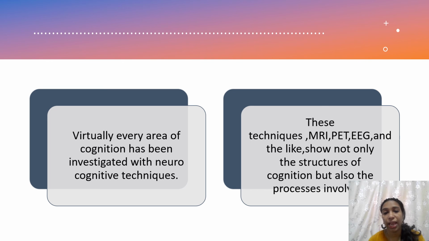Virtually every area of cognition has been investigated with neurocognitive techniques such as MRI, PET, EEG, and so on, and not only the structures of cognition but also the processes involved in it.